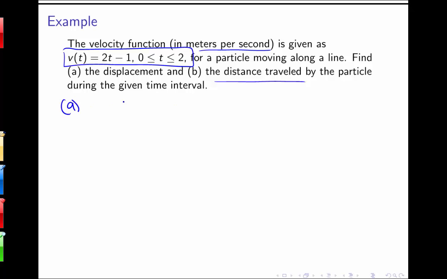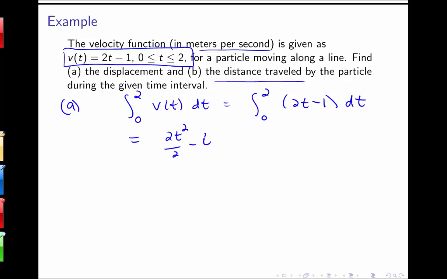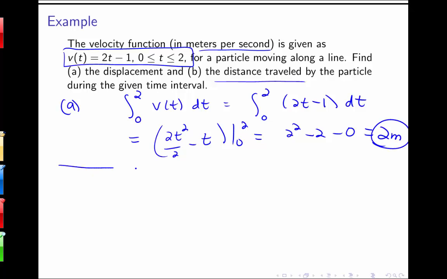So the displacement is just going to be my integral over this interval of my velocity function. So this will just be the integral from 0 to 2 of 2t minus 1 dt. So just using what I know about computing my integral, this is just t squared minus t evaluated from 0 to 2. So I'm going to have 2 squared minus 2 minus 0. So I get 2 meters is my total displacement. Okay. But what if I want my distance traveled?